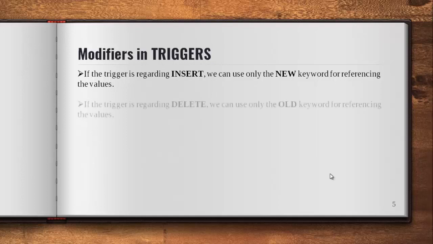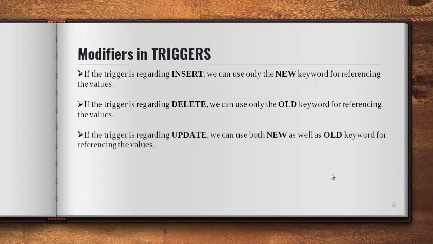And the second one is delete. If the trigger is regarding delete, then we obviously have to use the old keyword, because we are going to delete only the existing records present in the table. And if the trigger is regarding update, we can use both new as well as old. So if the trigger is regarding insert, we use only new. If it is regarding delete, we use only old. If it is regarding update, you can use both new as well as old.